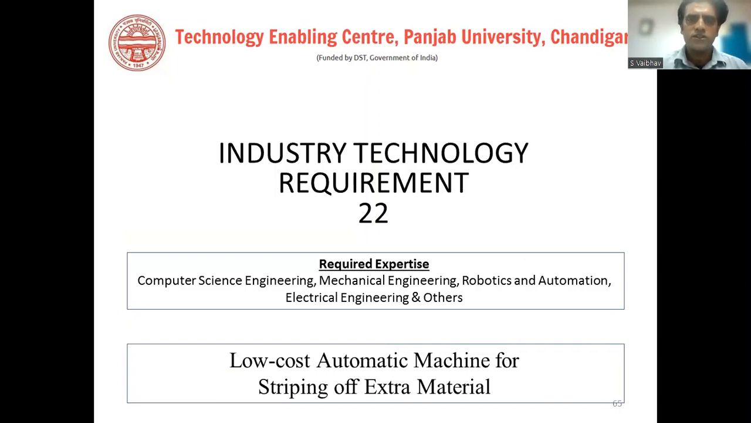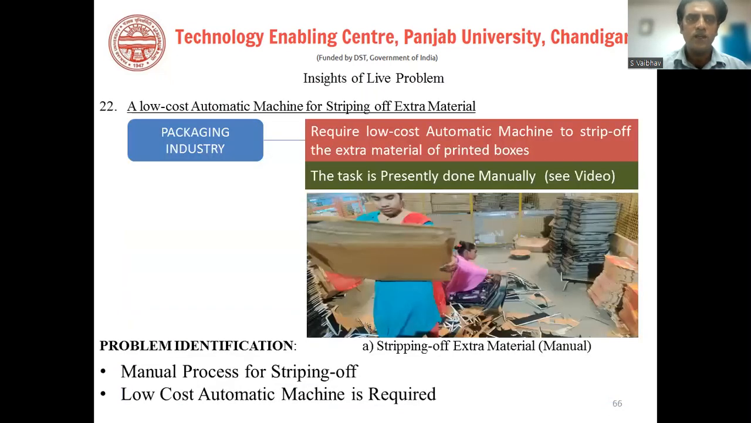The next technology requirement is in terms of low cost automation required for stripping of extra material of the parts. It is a problem of a packaging industry that requires a low cost automatic machine for stripping off the extra material of the printed boxes. The task is presently done manually, and they require some automatic low cost machine for this task.